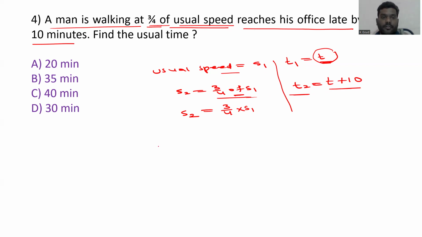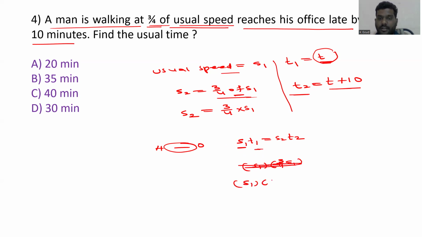So now from home to office, the same distance will be there. So we have to apply the same distance condition. S1 T1 equal to S2 T2. So S1 will become S1 only. Sorry, the formula is wrong. S1 is S1. What is T1? T1 is T. What is S2? S2 is 3 by 4 of S1. What is T2? T plus 10. Okay. Now I will cancel S1 and S1, because multiplication exists between them, we can cancel them out.